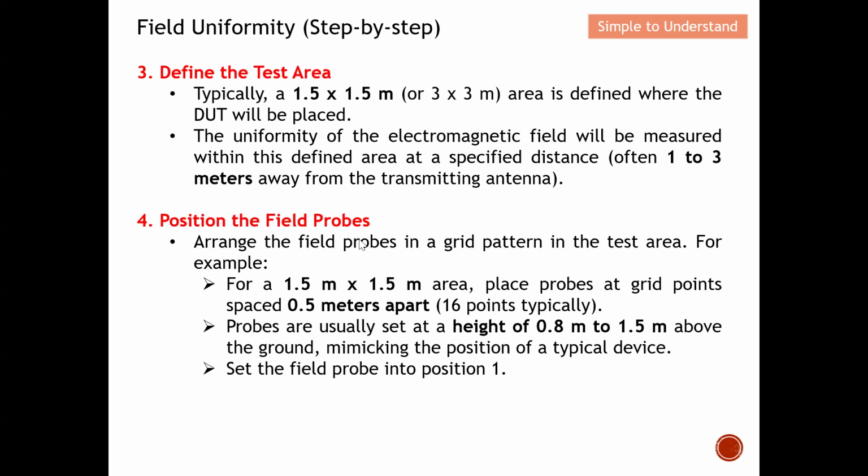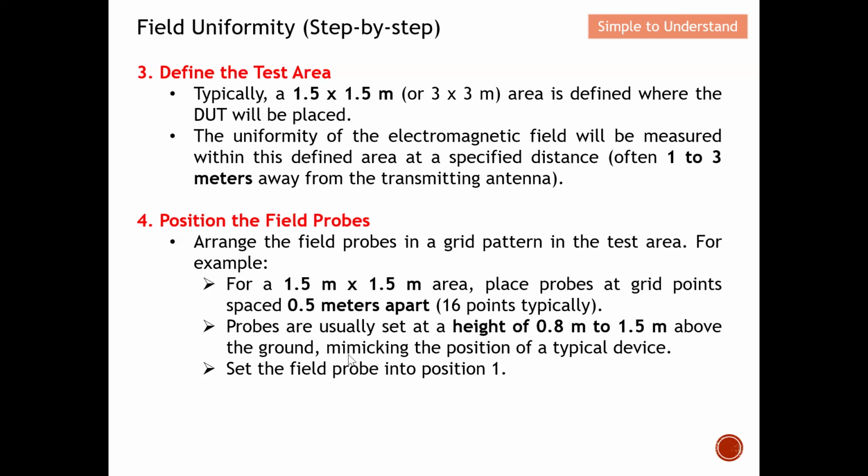Next we need to position the field probe. We need to arrange the field probe in a grid pattern in the test area. On the next slide, I will show you this grid pattern. For example, for a 1.5 by 1.5 area, we place the probe at grid points spaced 0.5 meter apart, so typically we have 16 points. The probes are usually set at a height of 0.8 meter to 1.5 meter above the ground, to mimic the position of a typical device. I will illustrate this later on.